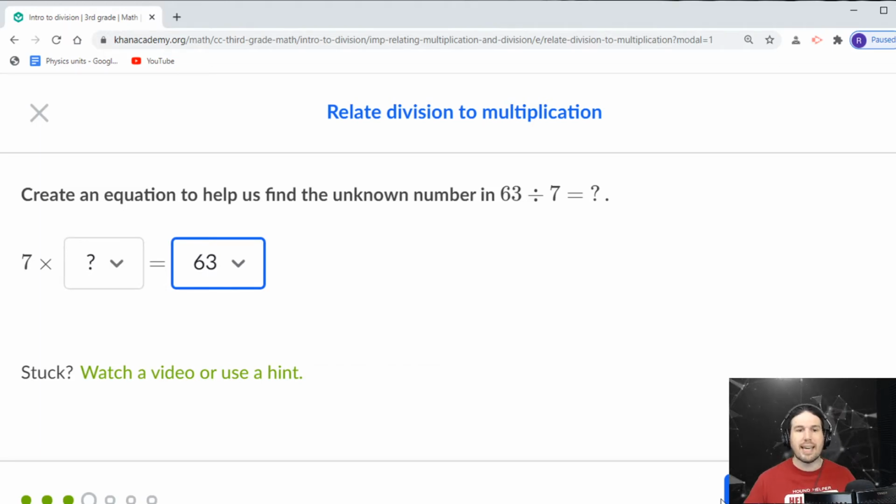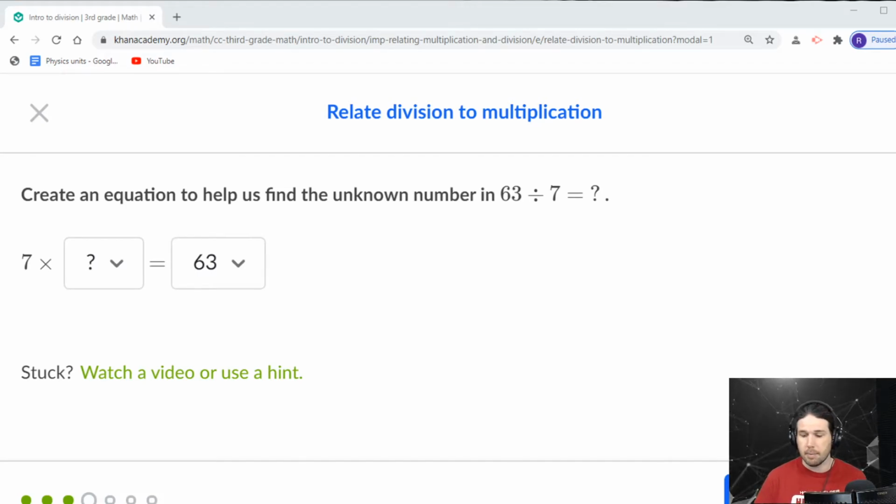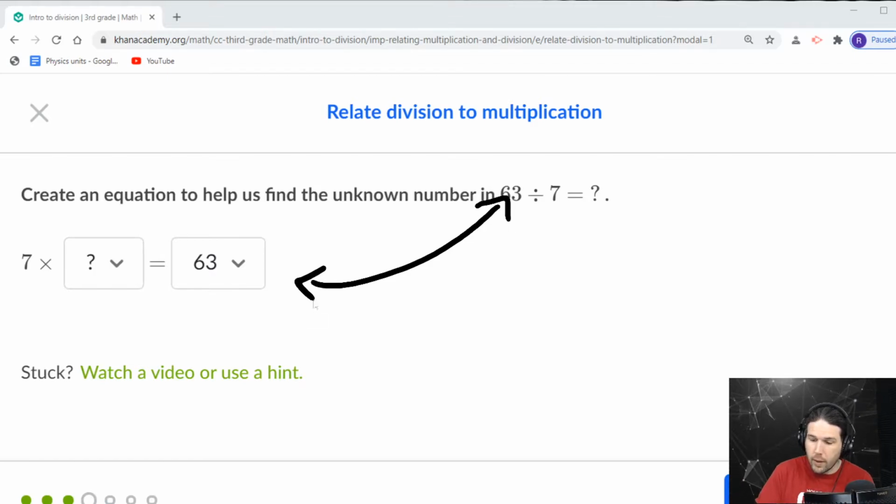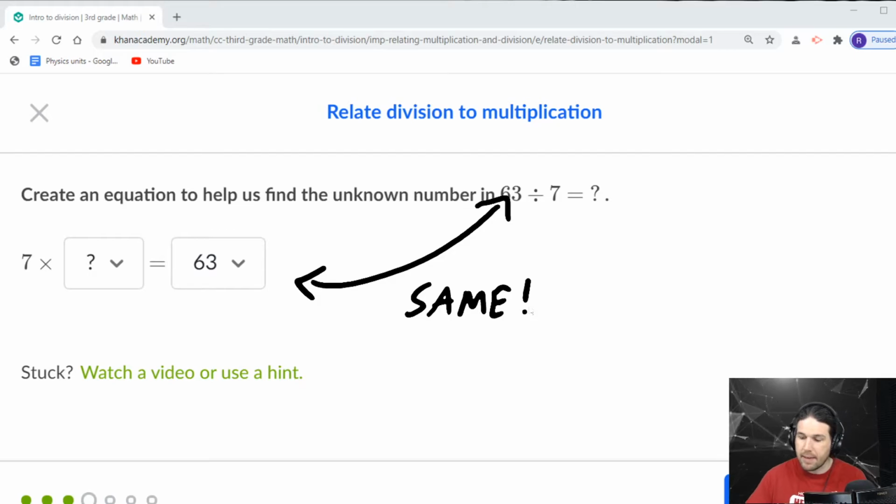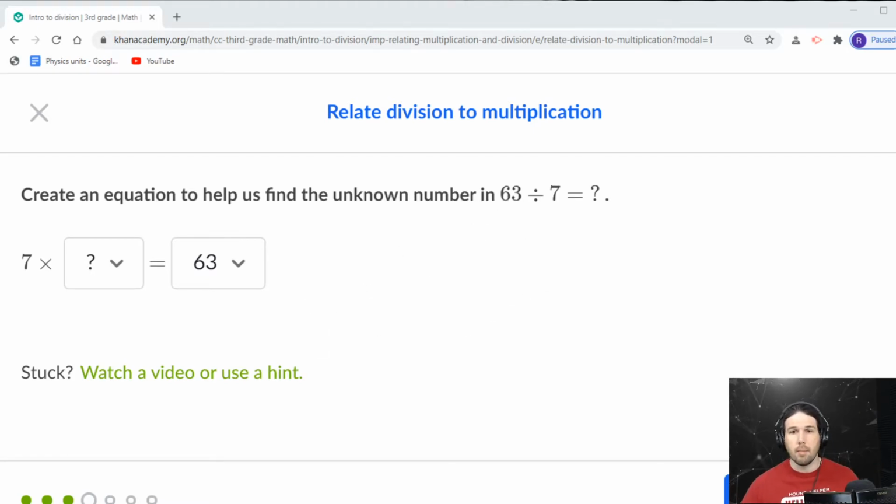These are, once again, equivalent equations, because they do have equals symbols. These right here are equivalent equations. They're the same. They mean the same thing. And I don't just mean that metaphorically. They are literally equivalent. They are the same equation. All right. Moving on.